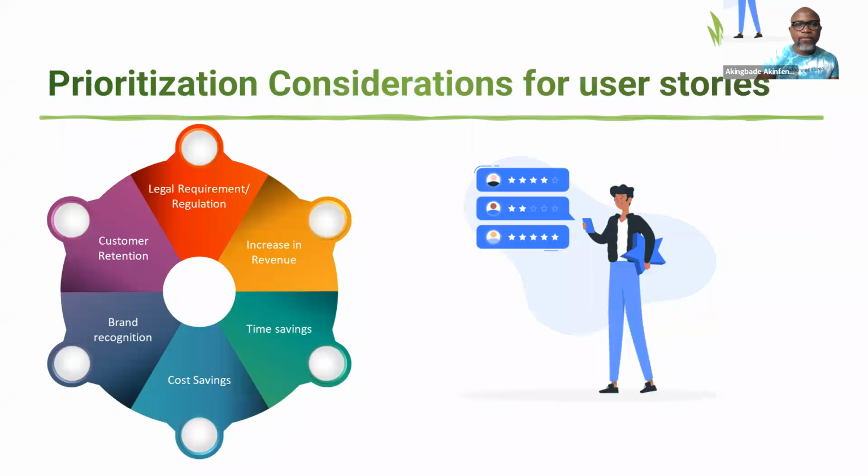Prioritization considerations for user stories. In prioritizing your user stories, a few other things we have to think about. Number one, think about legal requirements. We think about increase in revenue, time saving, cost saving, brand recognition, customer retention. These are big deals. Think about it. It's not just, oh, I have all these user stories. I have to think about the regulation also.